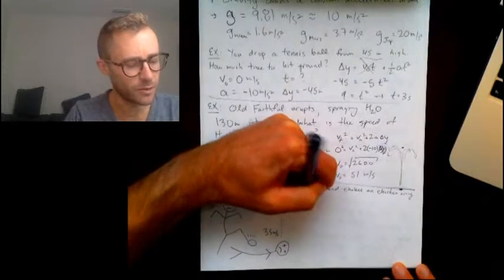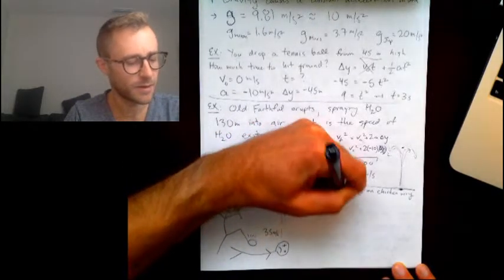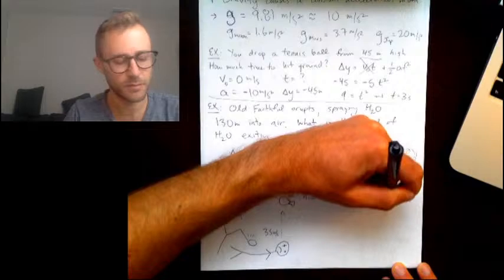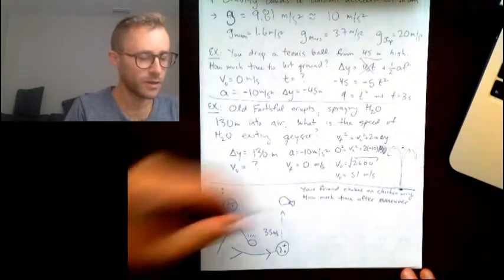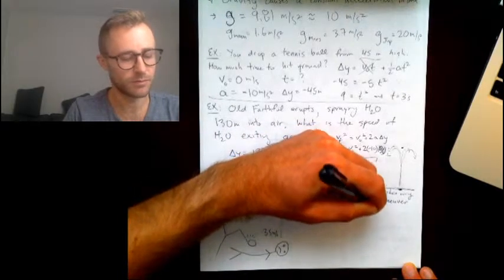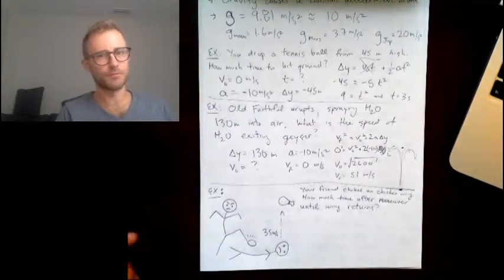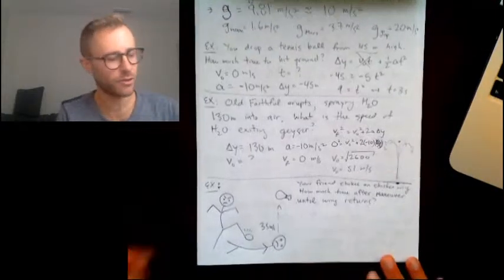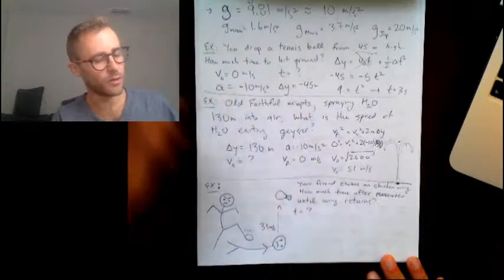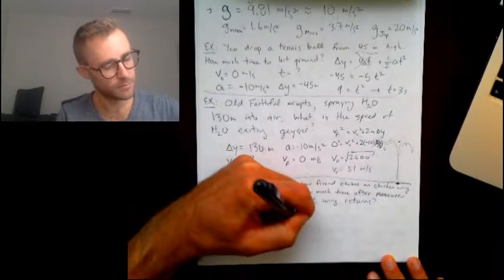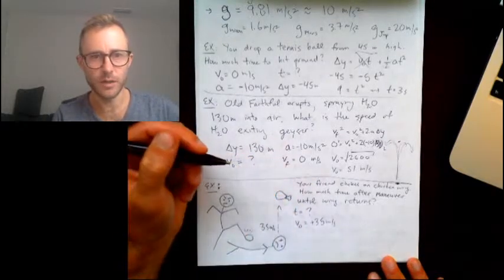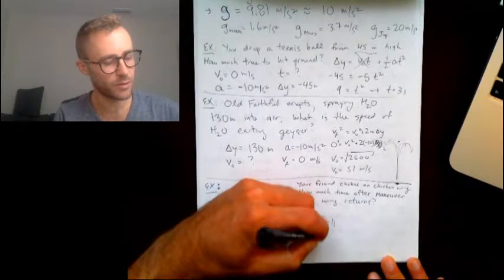So my question is, how much time after the maneuver until the wing returns? Okay? So we're asking for the time. We know that the initial velocity is 35 meters per second. We know that the acceleration is negative 10 meters per second squared.